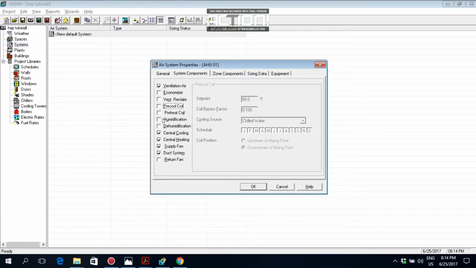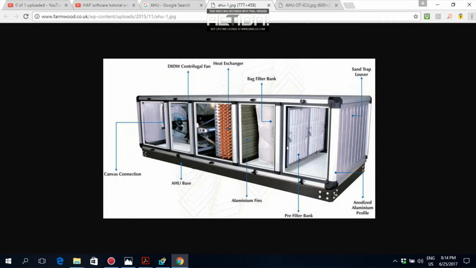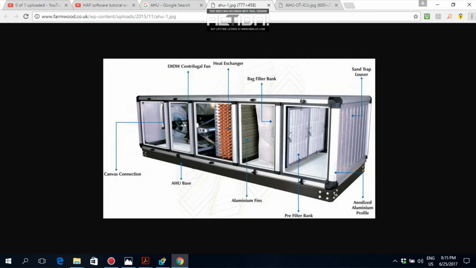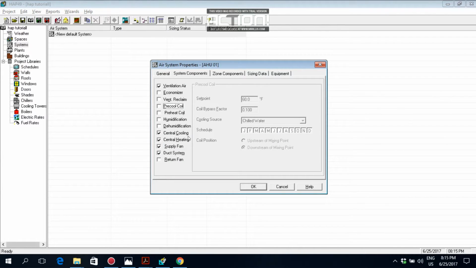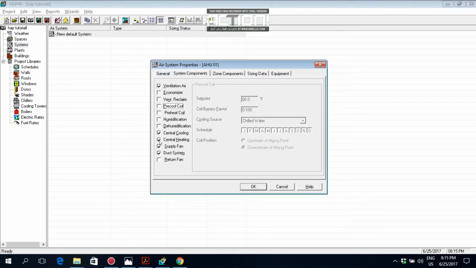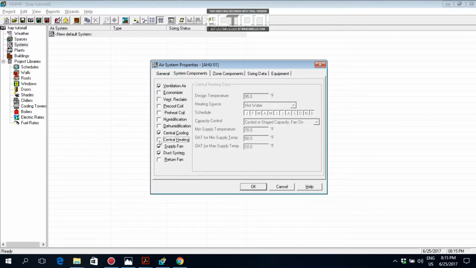So the next option is humidification. There won't be any humidification, and there won't be any dehumidification components over here. But there is central cooling, so there will be a cooling coil. So you have to click on central cooling, and there won't be any heating. If there is any heating, you have to consider it, but I'm not considering any heating coil over here, so remove this option. There will be a supply fan, of course.